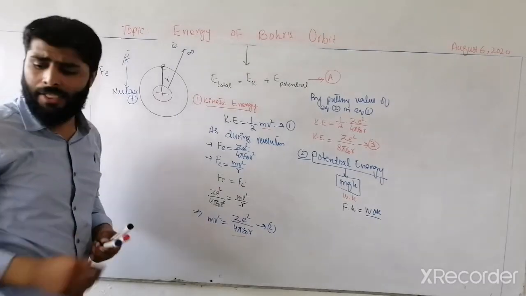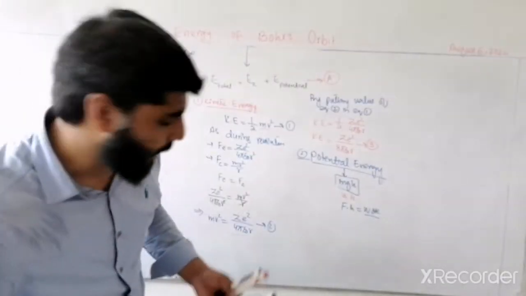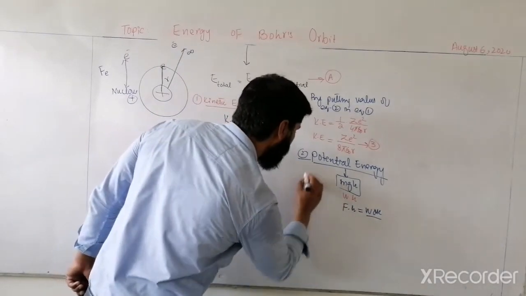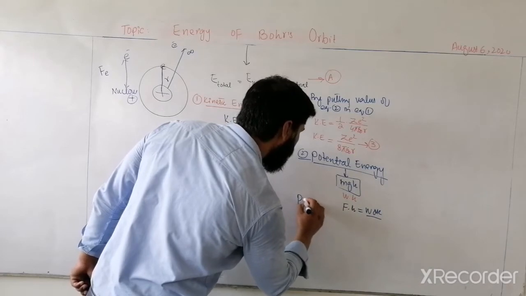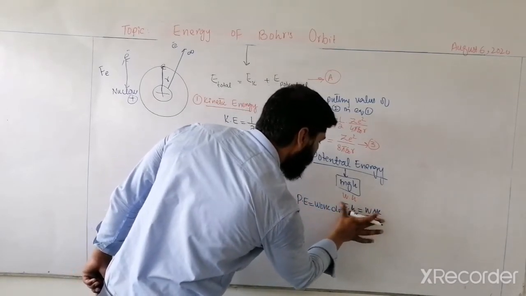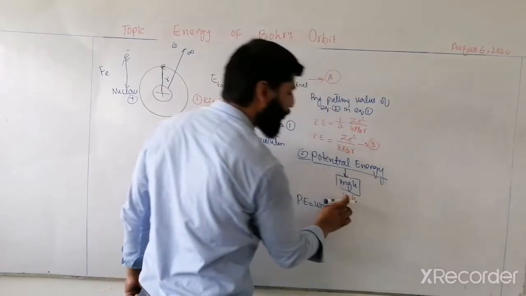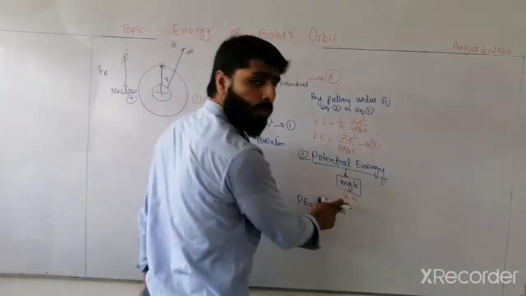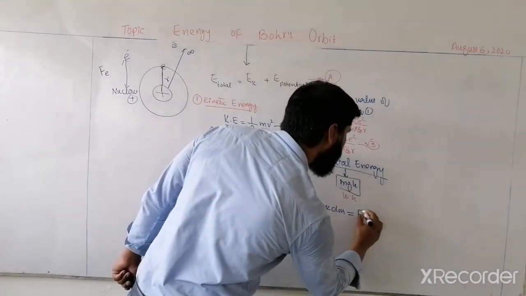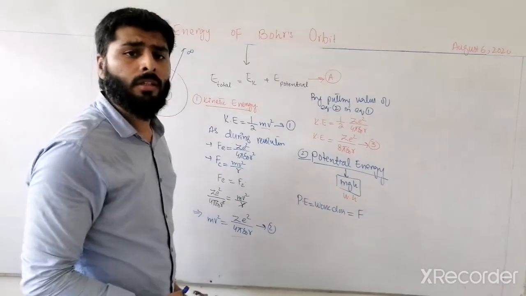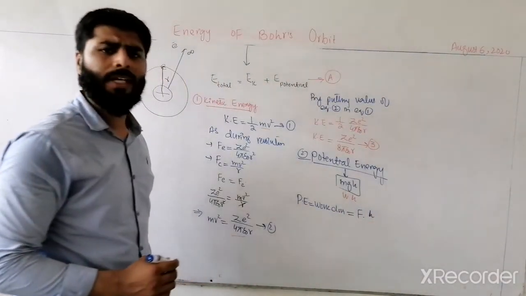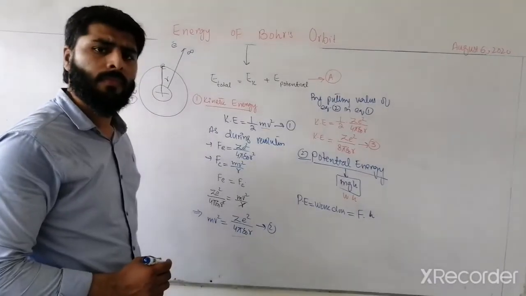So we can say that potential energy is simply work done. Potential energy is equal to work done, and work done is equal to W dot H. What is W? W is the weight of the object, and weight is simply force due to gravity, dot H. H is the distance or height.